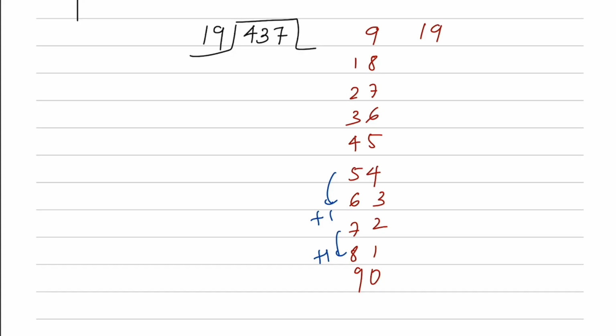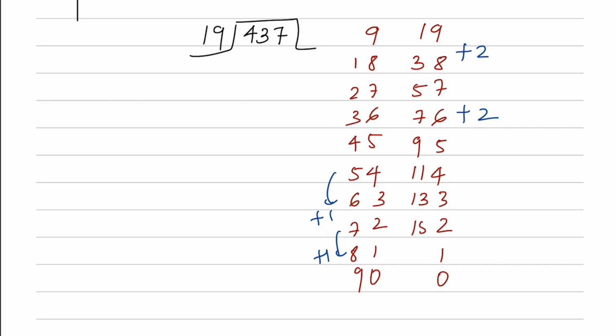Now to write the table of 19, again we're going to write 9 8 7 6 5 4 3 2 1 and 0, but here we're going to do a little different. We're going to add plus 2 everywhere. So if you see, 1 plus 2 is 3, 3 plus 2 is 5, 5 plus 2 is 7, 7 plus 2 is 9, 9 plus 2 is 11, plus 2 is 13, 15, 17 and 19. So that's how you get the table of 19.